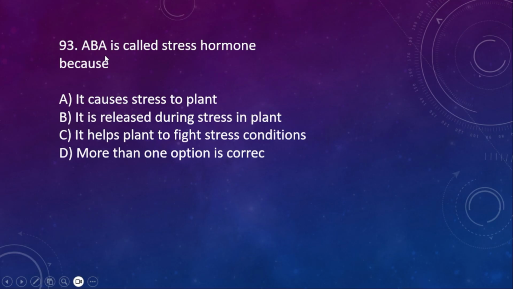93. ABA is called the stress hormone because it causes a stress to the plant. It is released during stress in the plant. It helps the plant to fight stress conditions. More than one option is correct. So here more than one option is correct.